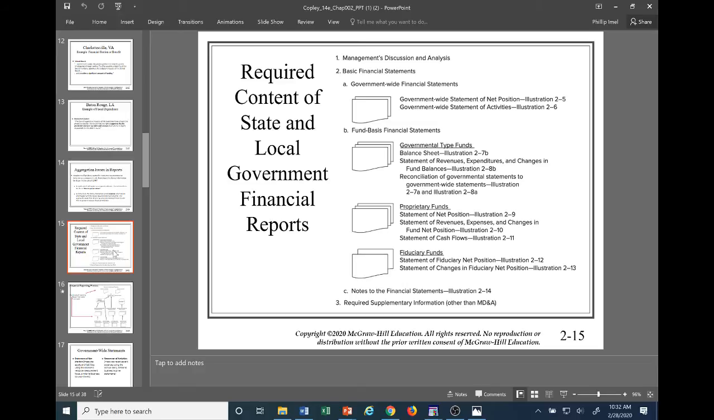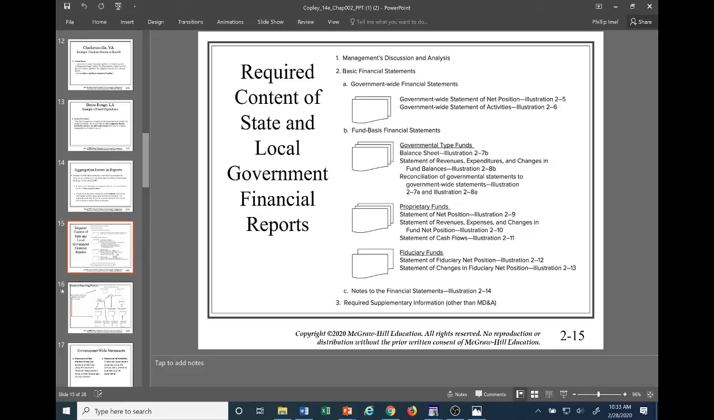Once again, let's just do the required content. Management discussion and analysis, right? That's going to be the beginning part of it. Basic financial statements. Let's start with government-wide again. What are the two statements? Net position, and changes in. There's only two.